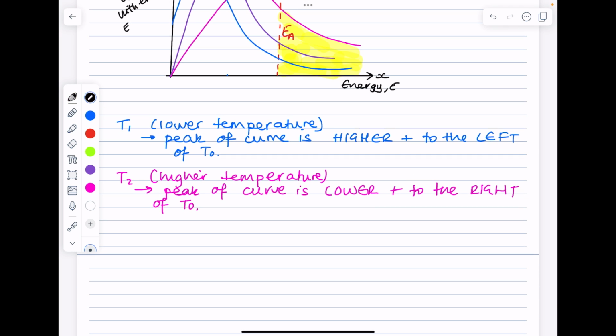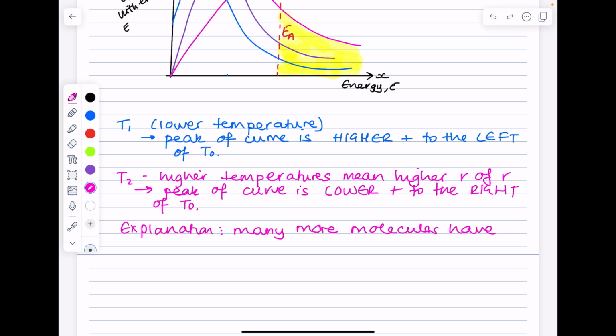So our explanation: at higher temperatures we have higher rates of reaction. What is our explanation for this? Many more molecules or particles have energy equal to or greater than the activation energy.